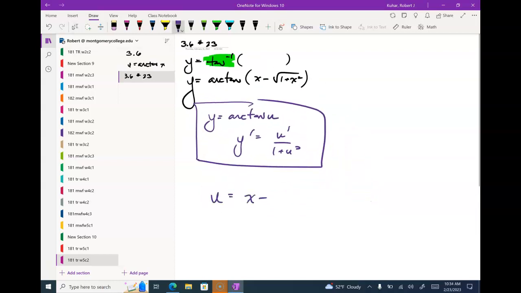So u is x minus square root of 1 plus x squared. u squared is that squared, but I'm not going to do it yet because I don't want to have to do it. I'd have to FOIL everything out there, yes?